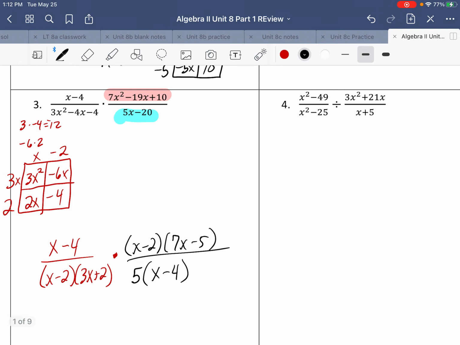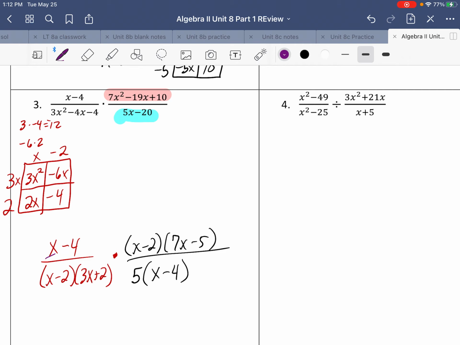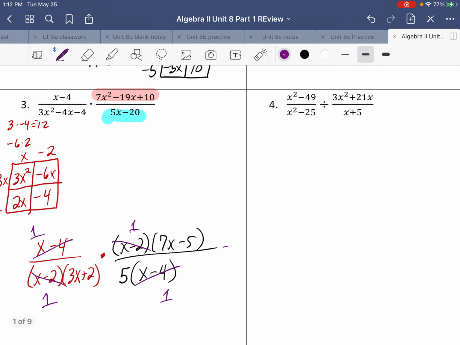Now let's look at numerators and denominators. We have an x minus 4 and an x minus 4 in the denominator. With multiplication, you can simplify across fractions. X minus 2 divided by x minus 2 is 1. And that is it. There are no other binomials that are identical with another binomial, and no monomials that can simplify with monomials. So we have 1 times 7x minus 5 is 7x minus 5.